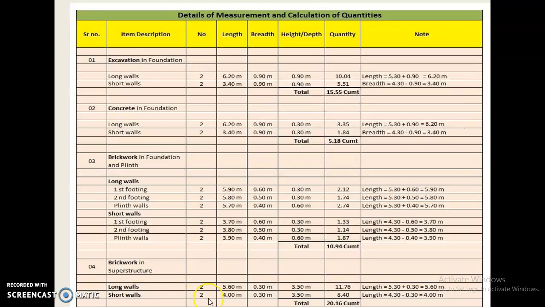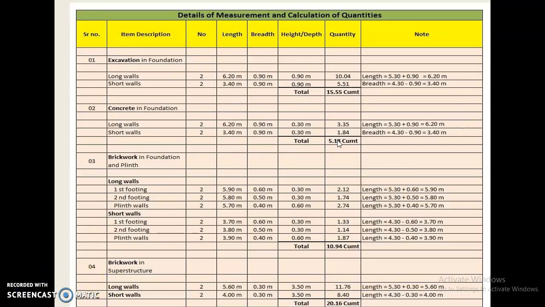And the short wall, again two numbers, the original length is 4.3 minus the width of item of work, the width of brickwork is 0.3, and now 4.3 minus 0.3 you will get 4.00. In the breadth column you can substitute the value 0.3 and in the depth column 3.50, again you will get the quantity 8.40 meter cube. After that you just add both the quantities, that is 11.76 and 8.40, you will get 20.16 cubic meter.